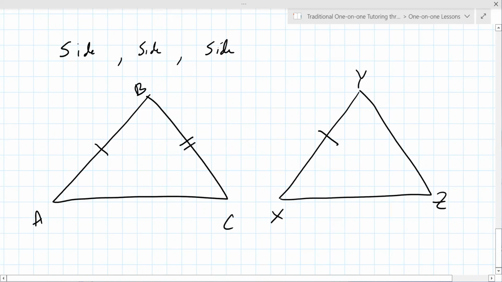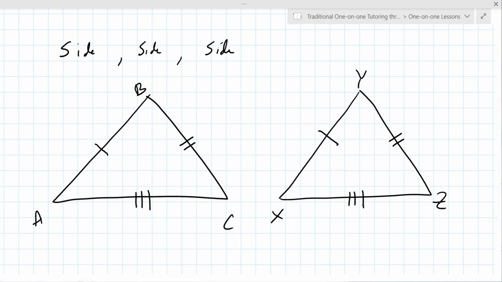Now, BC is congruent to YZ. That means when you have 2 lines, they're also congruent. That means that the line segment BC is congruent to YZ. So do you see now that we have 2 sides that are congruent in this triangle? Yeah. So now I'm going to label the third side congruent, AC congruent to XZ. And now it fully satisfies side-side-side, because all of the sides are congruent.